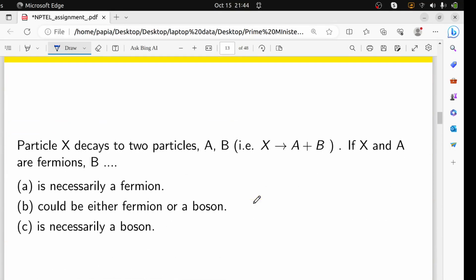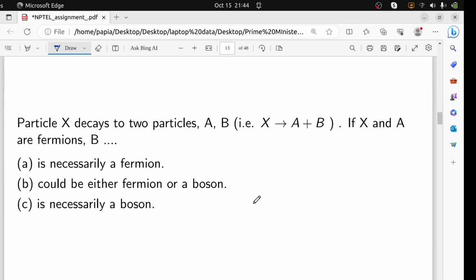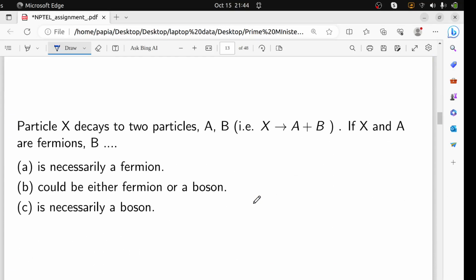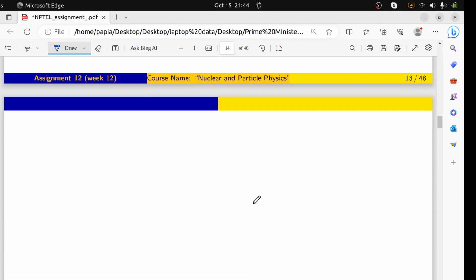Okay. So coming to the third question. In the third question, particle X decays to two particles, A and B. That is, X is going to A plus B. If X and A are fermions, B is necessarily a fermion, could be either a fermion or a boson, or is necessarily a boson. So there are three conditions.